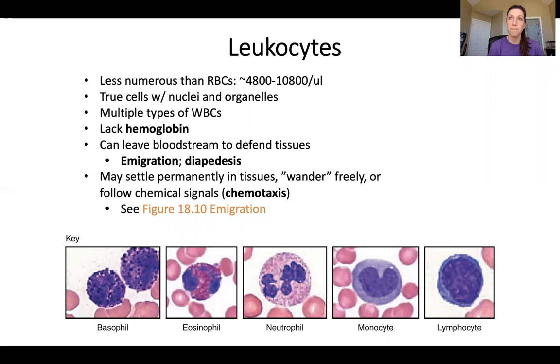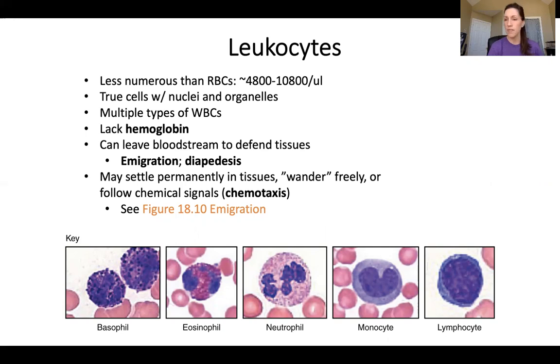These guys, in contrast with red blood cells, which have ejected their nucleus and have lost just about all of their organelles, leukocytes are actually true cells. They have nuclei, they have organelles, they're competent to pull off metabolism, so they're living cells. They're also different from red blood cells in the sense that there are multiple types of white blood cells, so we'll look at those here in this section. Red blood cells are red blood cells, there's just one type. White blood cells, you've got a variety, so that's a difference.